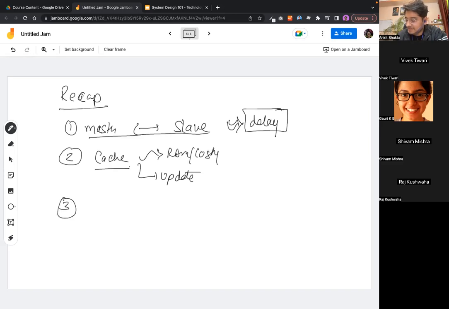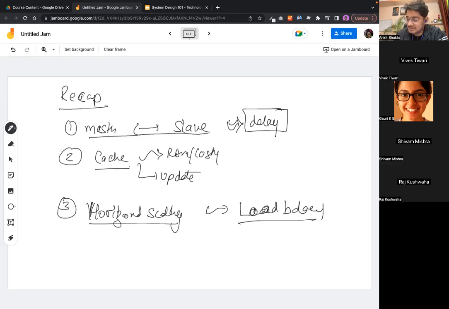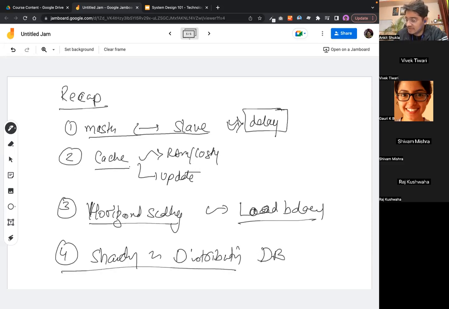The third part that we talked about is horizontal scaling. How does horizontal scaling take place? It takes place because of something known as a load balancer. Load balancer is something that enables horizontal scaling. And then fourth, we talked about sharding. Sharding is for distributing databases. So, four concepts, and most of the time these concepts would be enough for you to create a fairly robust system with all the non-functional requirements in place.